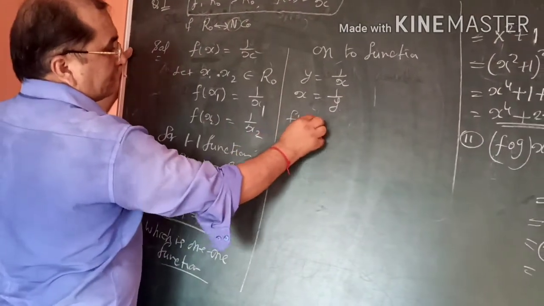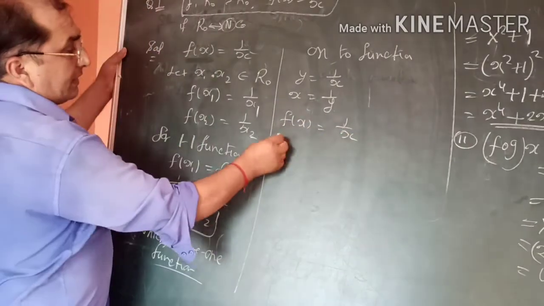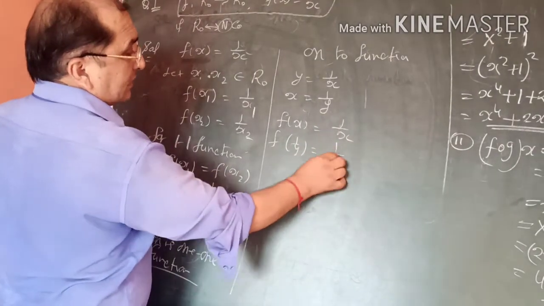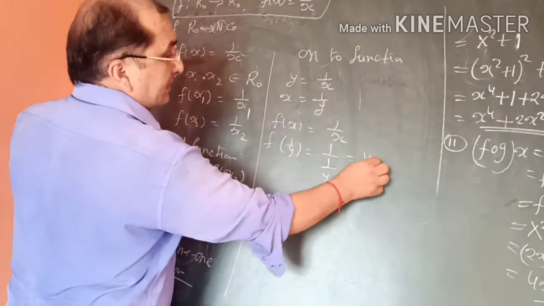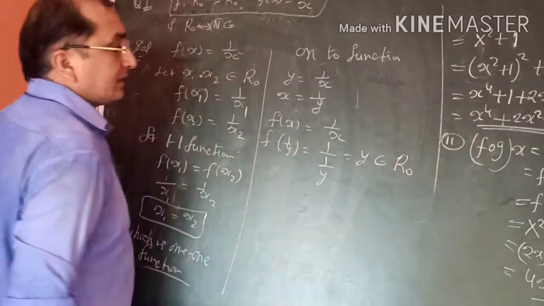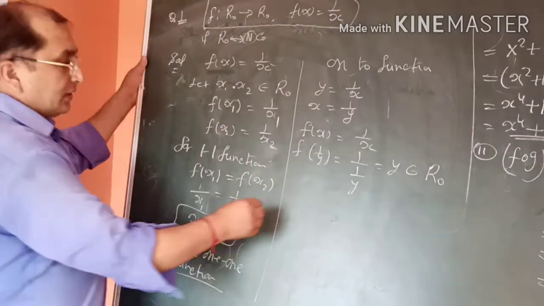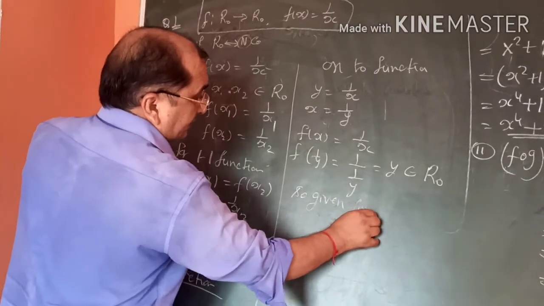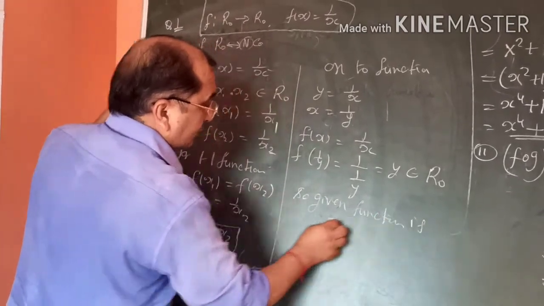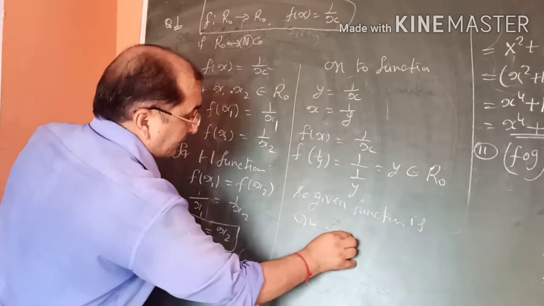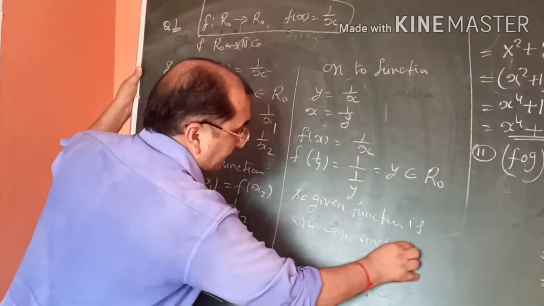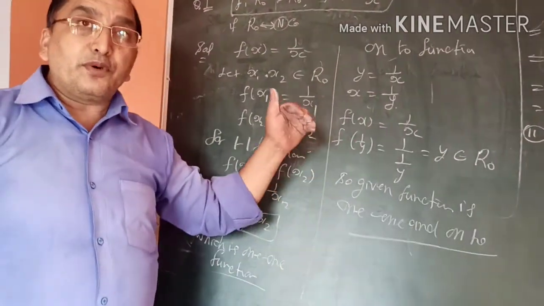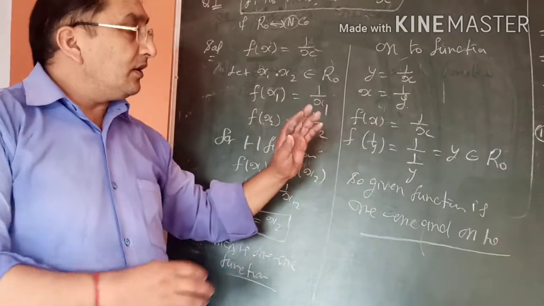And f of x is defined in such a manner that f of x means 1 upon y will come, meaning 1 upon x equals 1 upon y. It means y is also a real value. So the given function is one-one and onto, because by changing the values 1 upon 1, 1 upon 2, 1 upon 3, all numbers are lying in the same place.